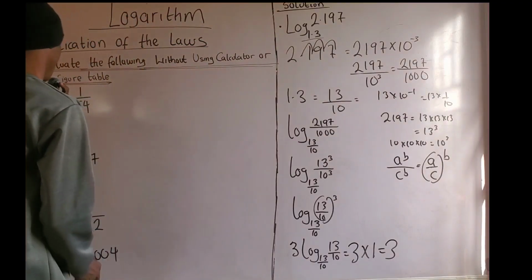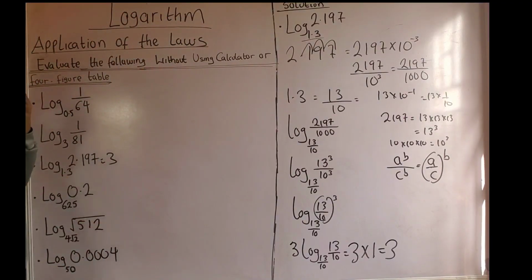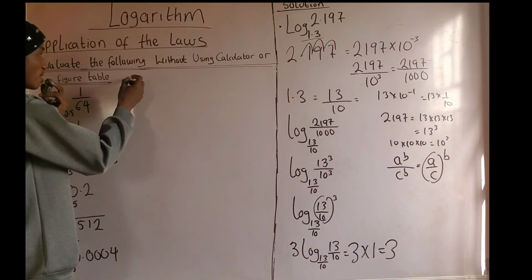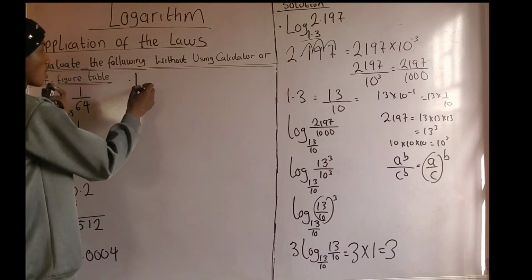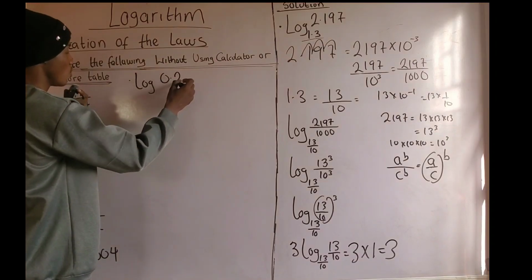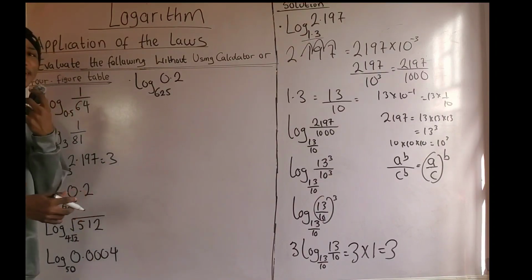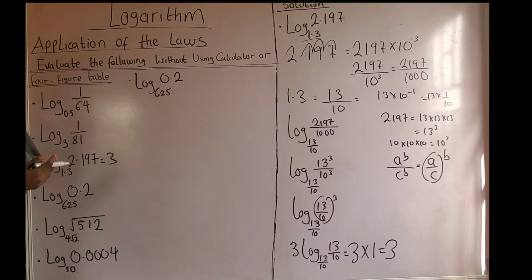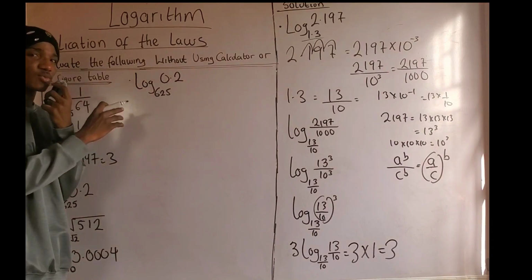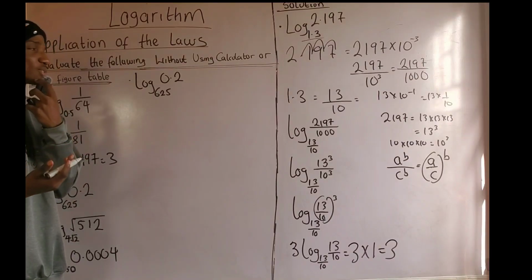So the result of this answer is 3. Do you understand? Okay, let's look at the next question. We have log 0.2 base 625. Okay, please kindly pay attention to this question. I want you to pay attention because I'm going to ask you a question. If you come across this kind of question in an exam, what are you going to think about?